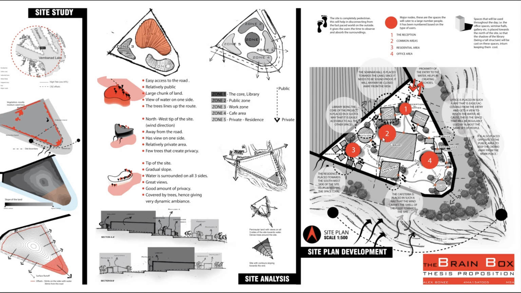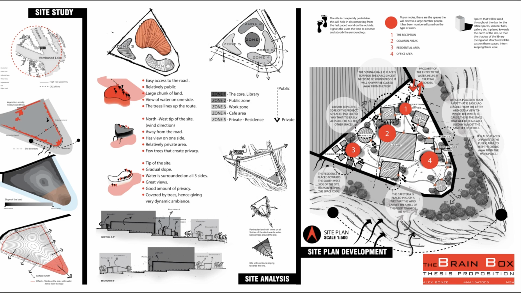The project has four major nodes. These are the spaces that will cater to a larger number of people. They have been numbered based on the types of users: one being the reception, the second being the common areas, the third the residential area, and four the office area. And for the placement of the spaces, I have considered all these aspects.